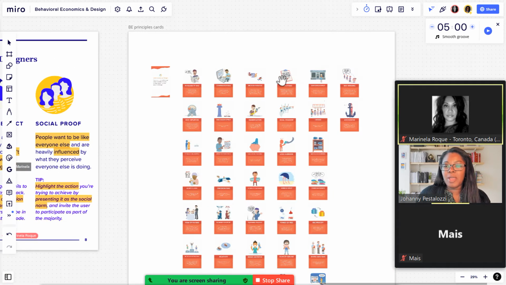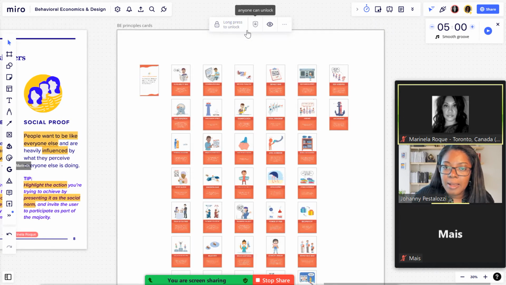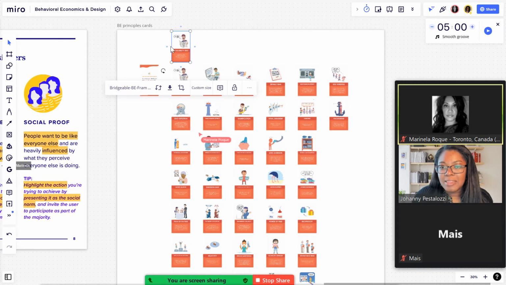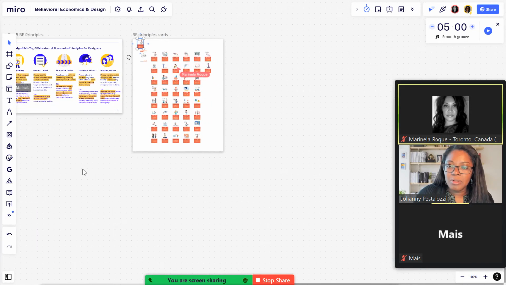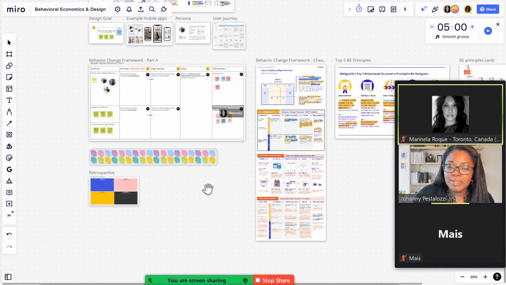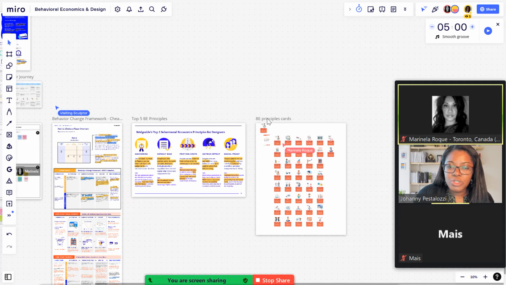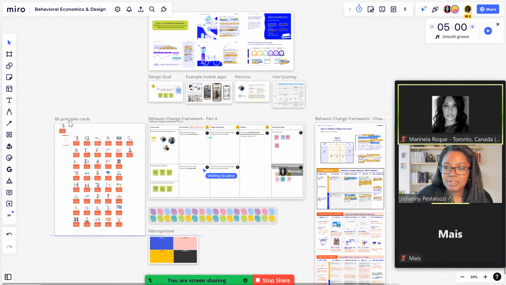Here we have the behavioral economic principles cards. You can select them, press Ctrl D to duplicate them, and then take that duplicate and bring it to the table that we have here. You can switch between point and select by pressing H or V, which helps to quickly navigate from one side to the other. Let me make it simpler. I will place it on this side so that it's less navigation for you.